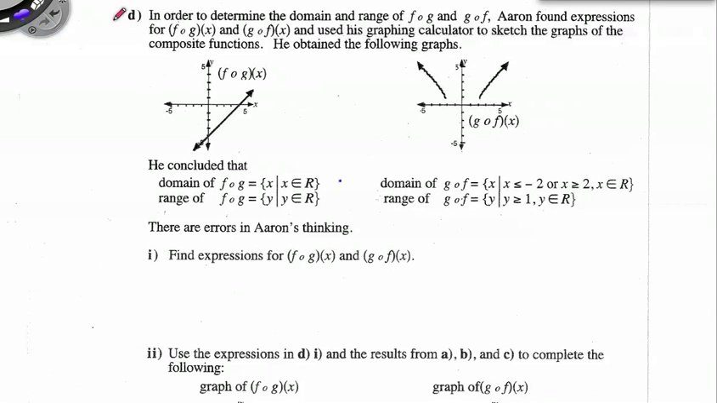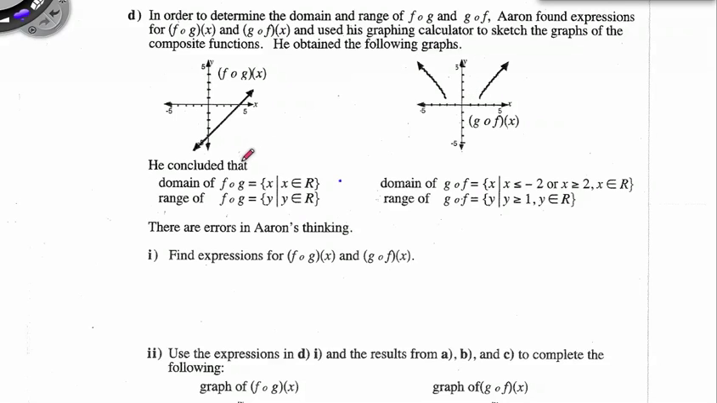Okay, moving on to part D. In order to determine the domain and range of f of g and g of f, Aaron found expressions for f of g of x and g of f of x and used his graphing calculator to sketch graphs of the composite functions. In other words, these two here. He obtained the following. Okay, this and this.